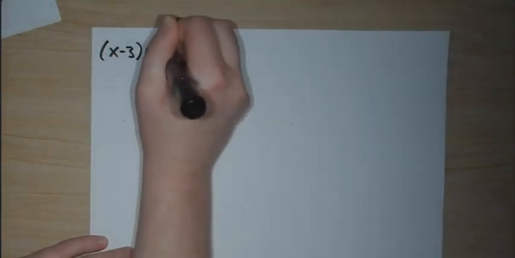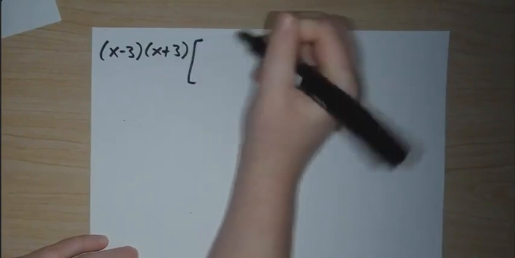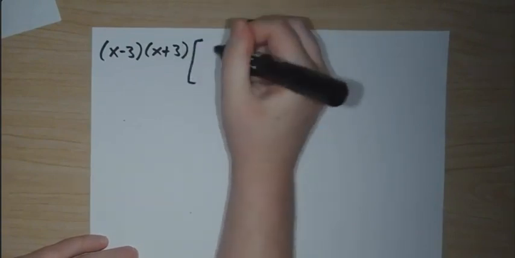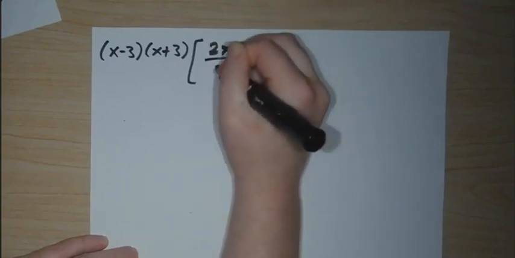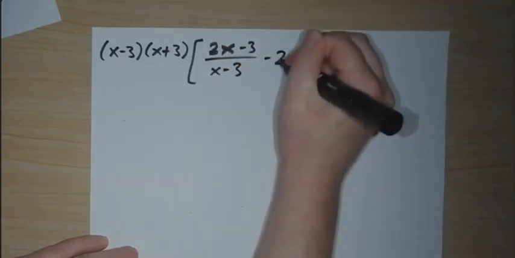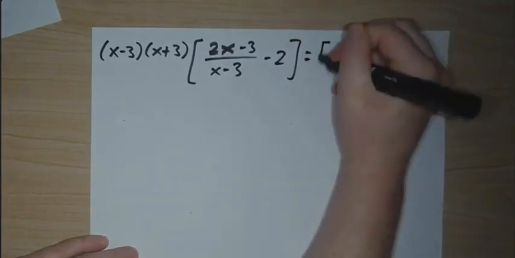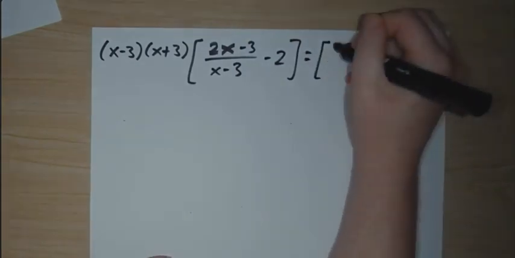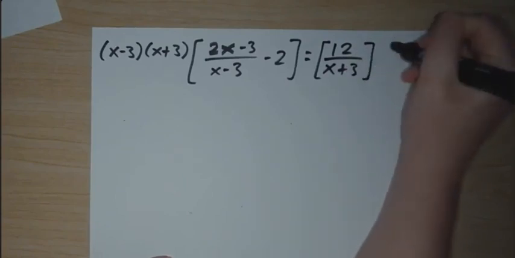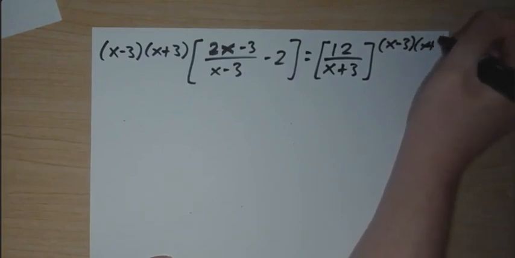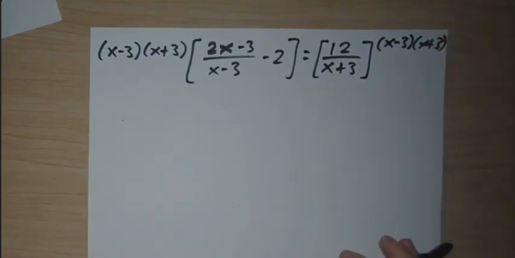So, writing that out, we have (x minus 3)(x plus 3) times the left side of our equation, which was f of x, (2x minus 3) over (x minus 3), minus 2. And the right side of the equation, which was 12 divided by (x plus 3), multiplied by our LCD, (x minus 3)(x plus 3), like that.